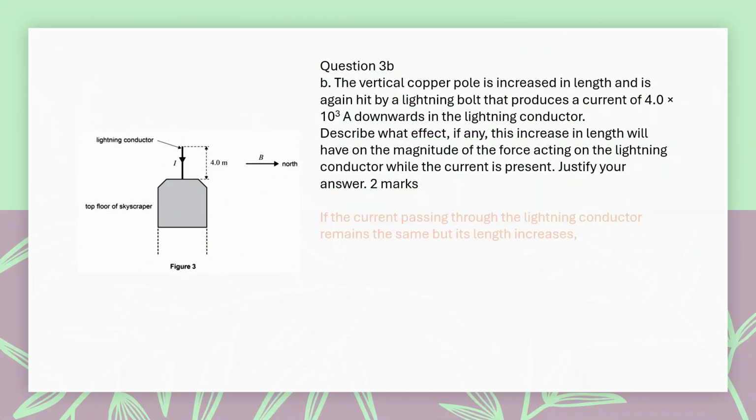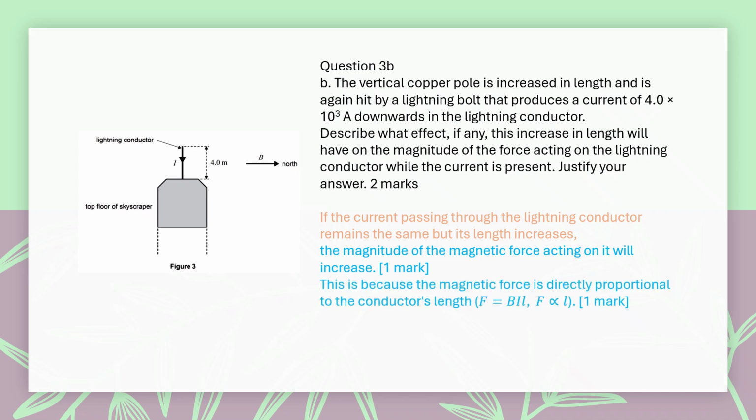If the current passing through the lightning conductor remains the same, but its length increases, the magnitude of the magnetic force acting on it will increase. This is because the magnetic force is directly proportional to the conductor's length.